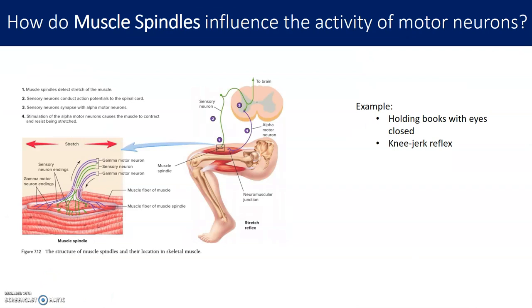Other things that can influence motor neuron activity are muscle spindles. These sense stretch of the muscle. If the muscle is getting too stretched, these muscle spindles will relay information back to the spinal cord and cause it to contract or shorten so the muscle isn't getting stretched anymore. This would be an example of an EPSP.